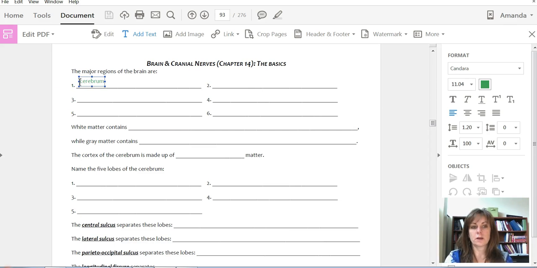So cerebrum, we've also got cerebellum, diencephalon, midbrain, pons, and medulla oblongata. Okay, so those are the 6 major regions of the brain.